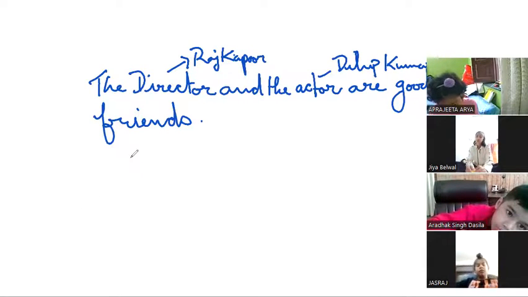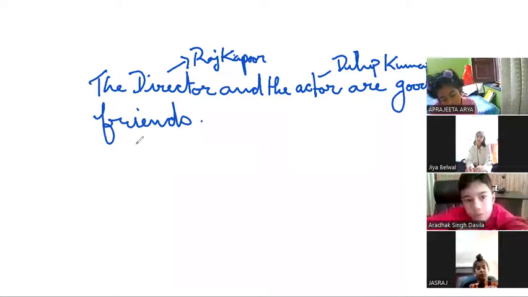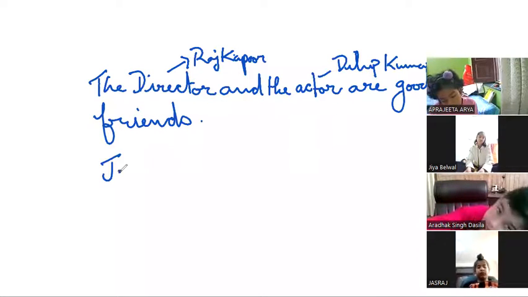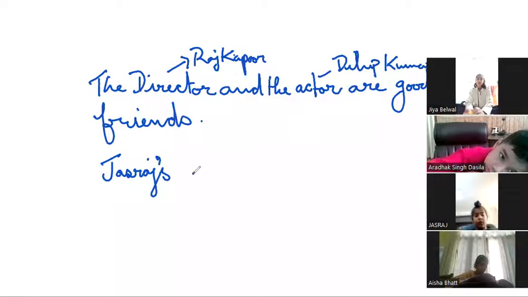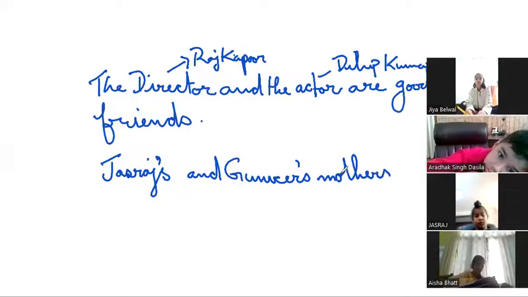I'm also referring now to someone with an apostrophe. For example, let's say Jasraj's and Gunvir's mothers. Two different people, right? One is Jasraj's mother, another is Gunvir's mother, which means that they are not brothers, right? So Jasraj's and Gunvir's mothers are friends. So I'm referring to two different people.